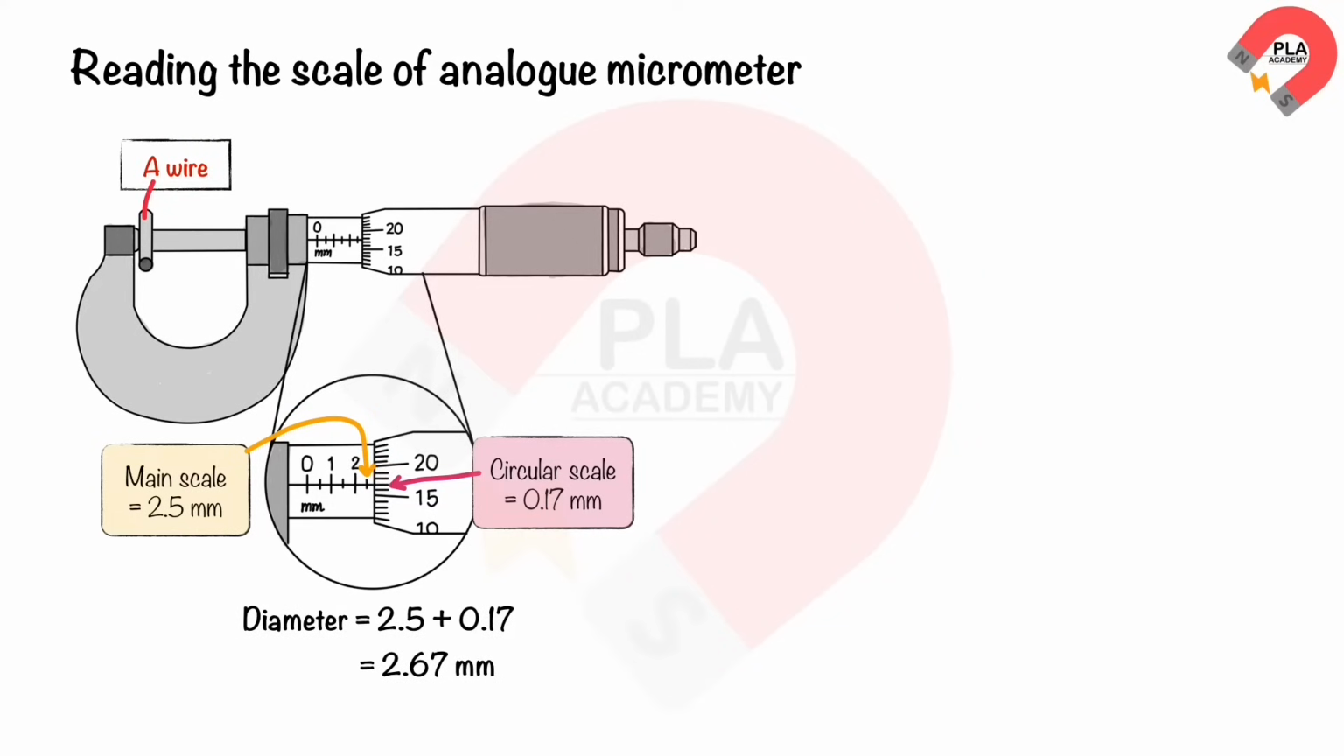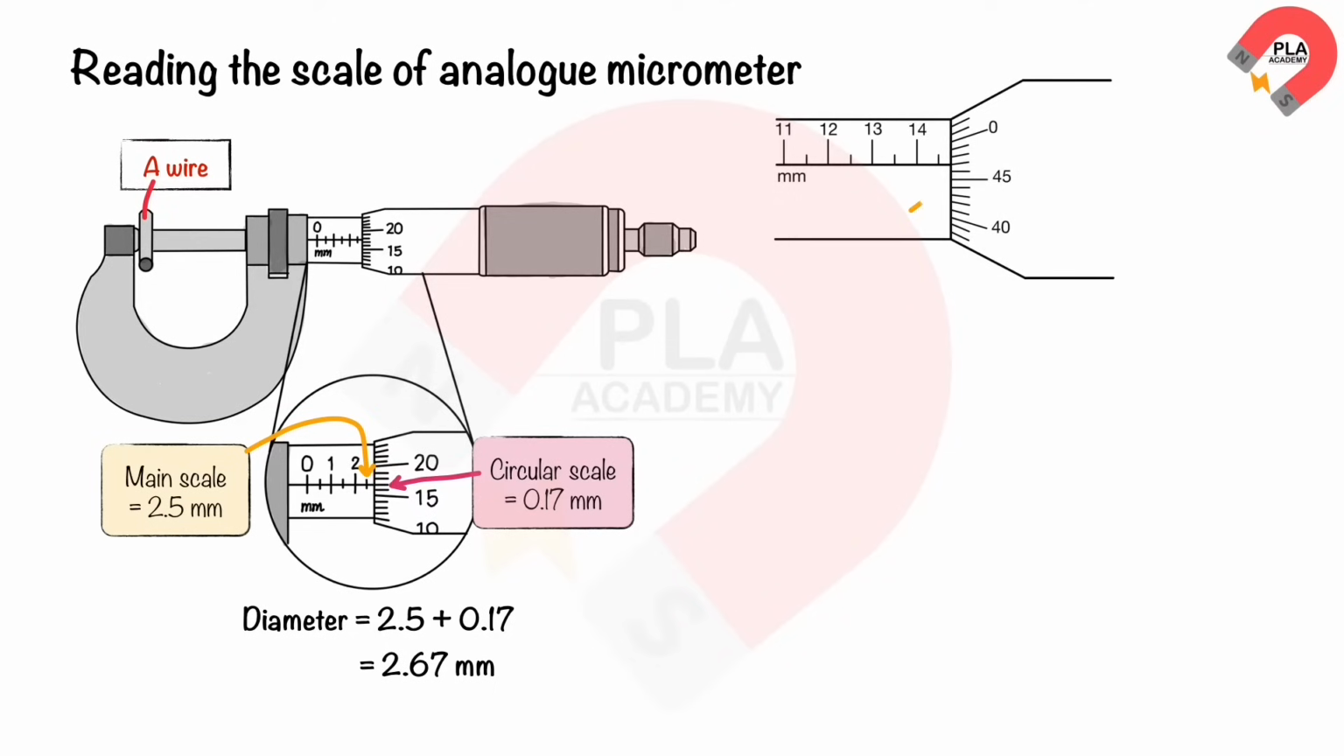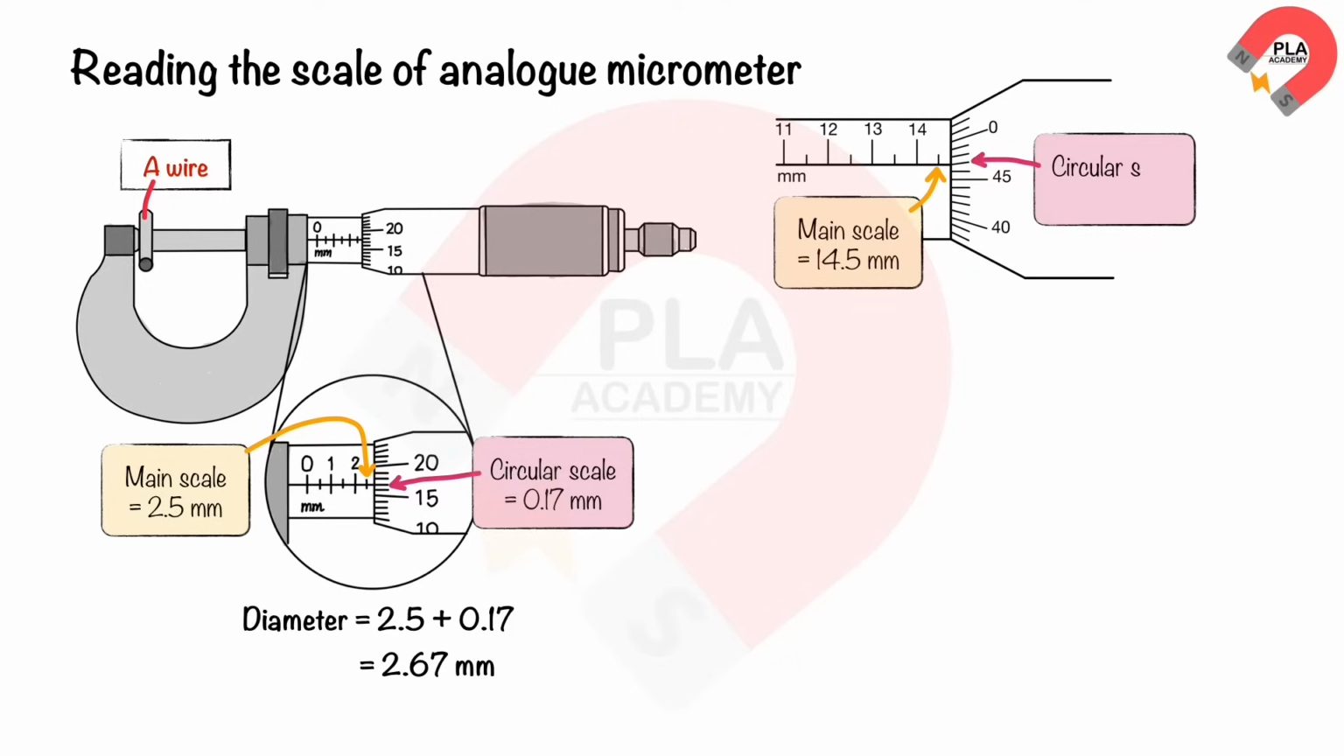Two more examples of the reading of an analog micrometer. First example, the main scale is 14.50 millimeters. The circular scale is 0.47 millimeters. So, the total reading is 14.97 millimeters.